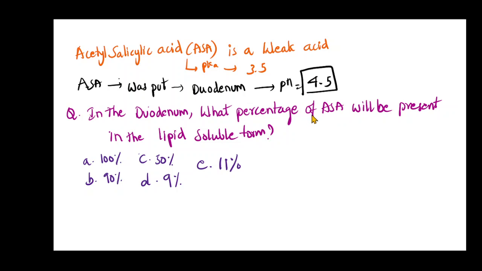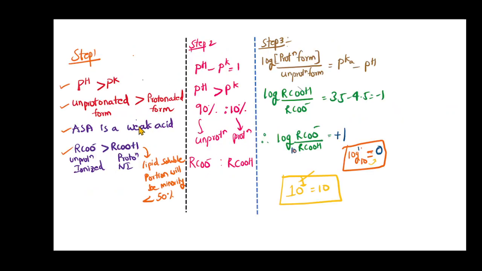Here we have to understand it is a weak acid and the medium is basic. It would be more in ionized form, so the lipid soluble form would be less. Here the question is asking how much it is. It would be 9%. I told you every step of how to solve it.